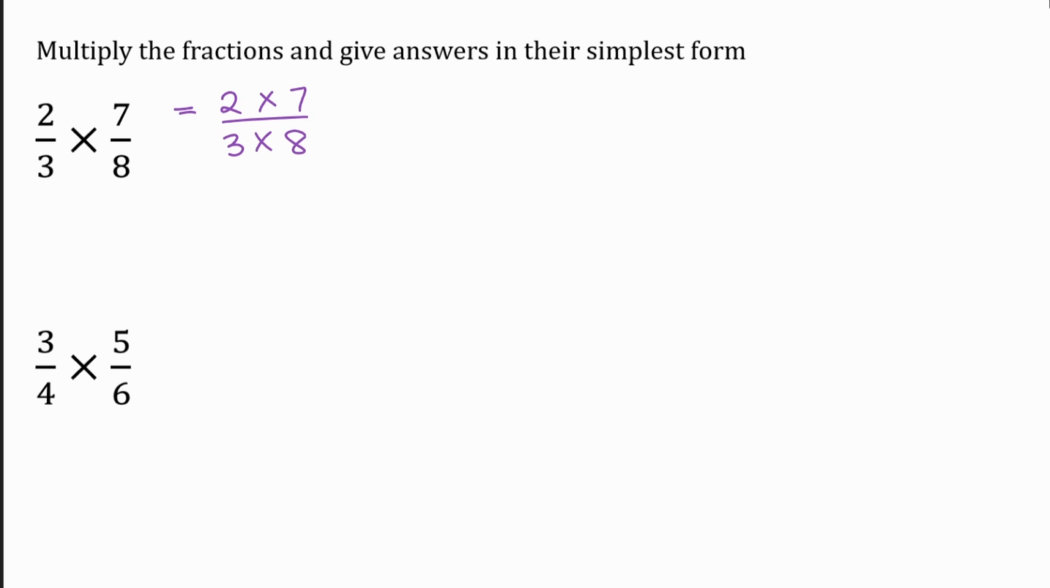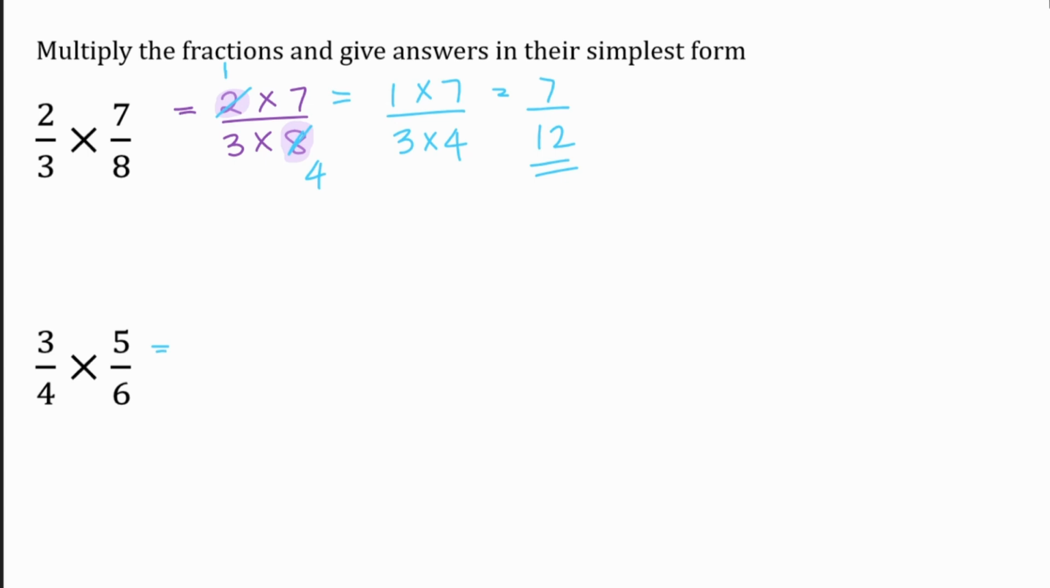As we can see, we've got 2 in the numerator and 8 in the denominator, which have common factors. The common factor of 2 and 8 is 2. So we are going to divide our 2 by 2, which gives us 1, and we're also going to divide our 8 by 2, which gives us 4. Now I can rewrite this as 1 times 7 over 3 times 4. And now that will give me 7 over 12, and that is now in its simplest form. That will be my final answer.